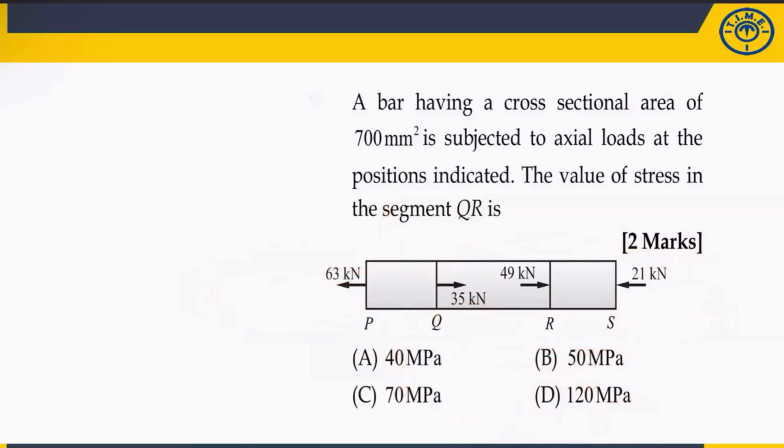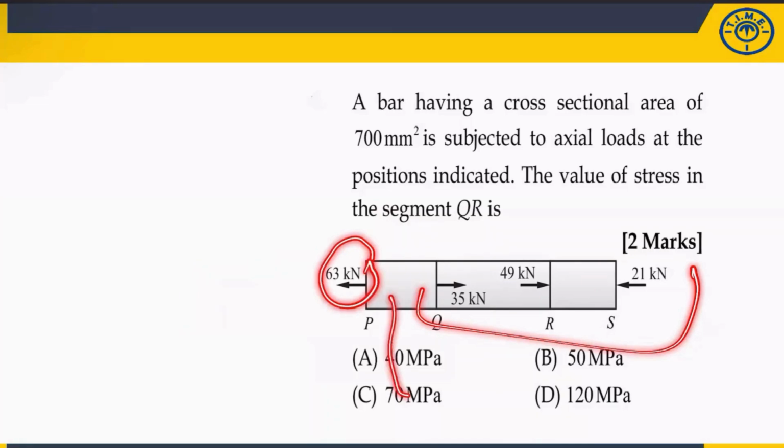So why will you consider the right hand side? Because all three forces are there. If four forces are there, that means you have to calculate. So for the extreme end, whatever the force is acting, just draw that.